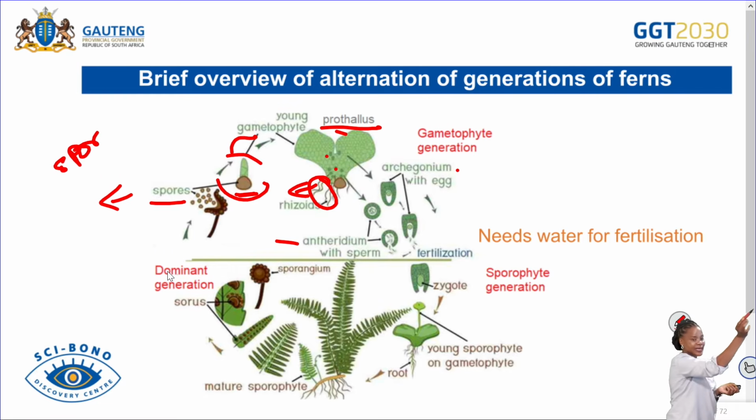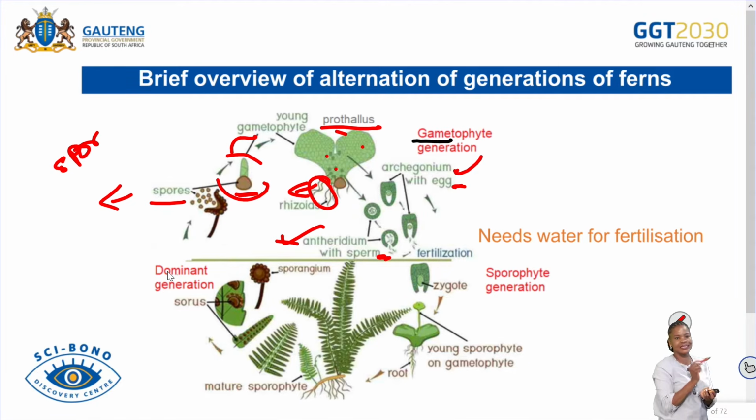Remember, why are we saying it is the gametophyte generation? Because it gives rise to, or releases, gametes. What are the female gametes? The female gametes are the archegonium. And what are the male gametes? The male gametes are the antheridium. What does the antheridium produce? It produces sperm. What does the archegonium produce? It produces the egg cell or the ovum. So these are the prothallus, and the prothallus is our gametophyte generation.